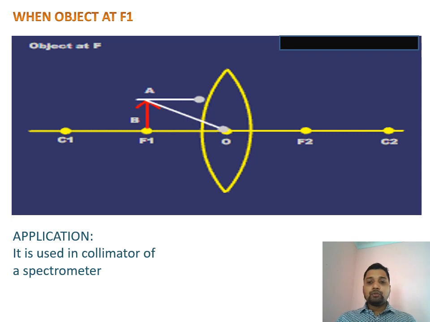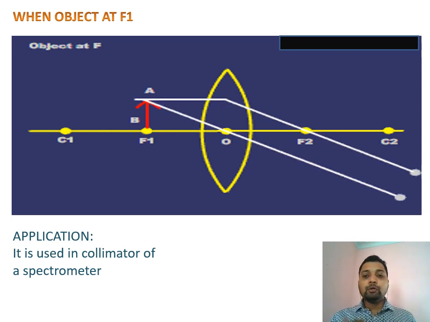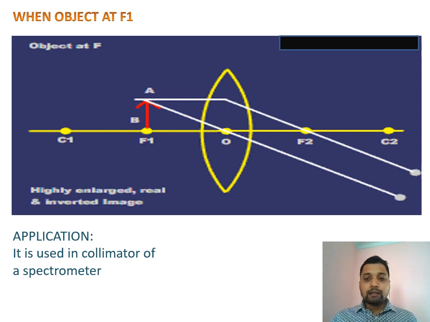Collimator is used to get the parallel beam of light. Spectrometer is used to get the pure spectrum. In my video on pure spectrum, I have discussed what a pure spectrum is.